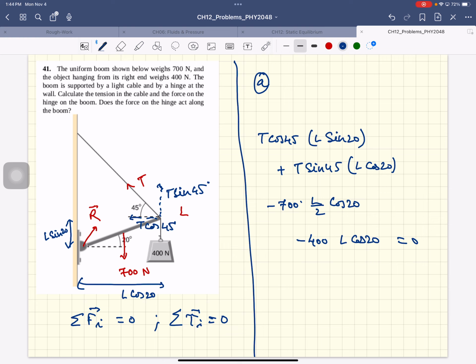All right, L is common. That's why they didn't give you L. Okay, and now you can see that T is the only unknown, and you can solve for that. So what we have is T cosine 45 sine 20 plus sine 45 cosine 20 equal to 350.